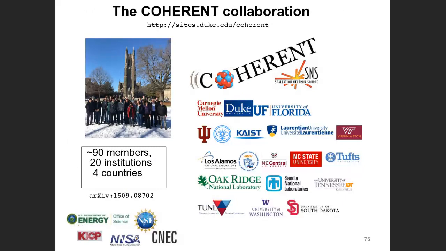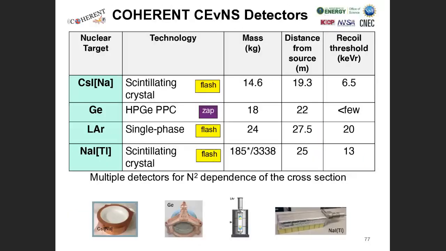Okay, and so the collaboration that has taken advantage of this is called COHERENT. It's about 90 members. We've got 4 countries and 20 institutions. And we have 4 detector technologies, and I'll tell you in a bit more detail about some of them.